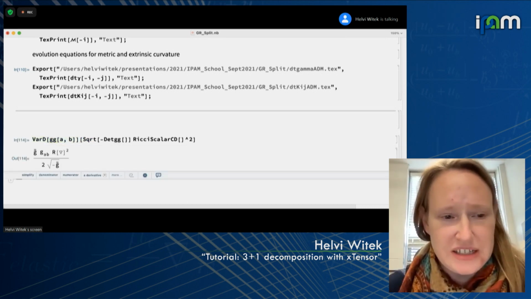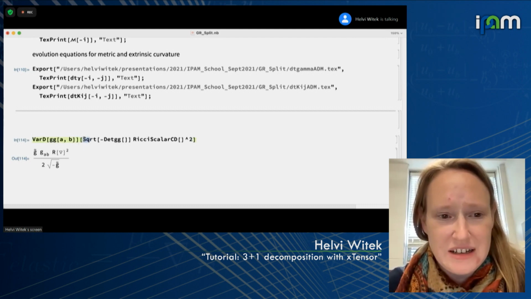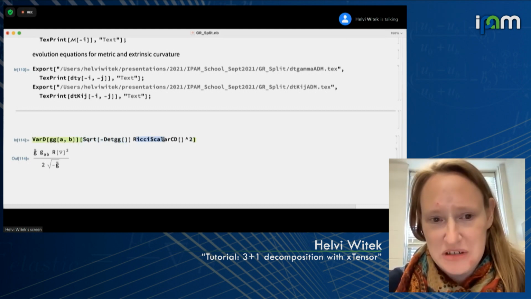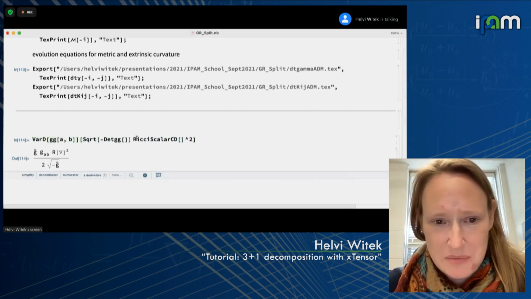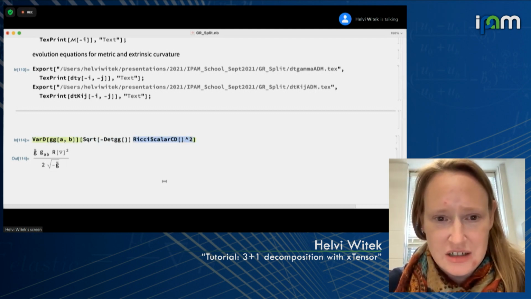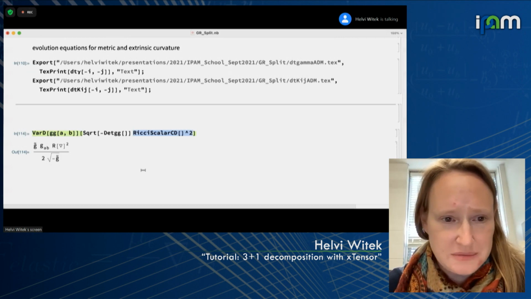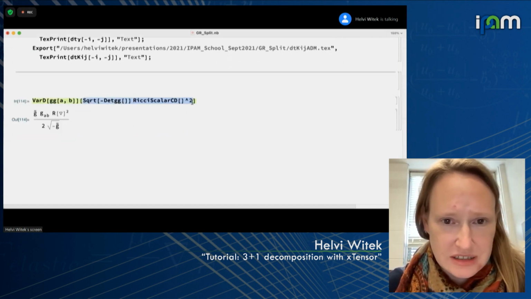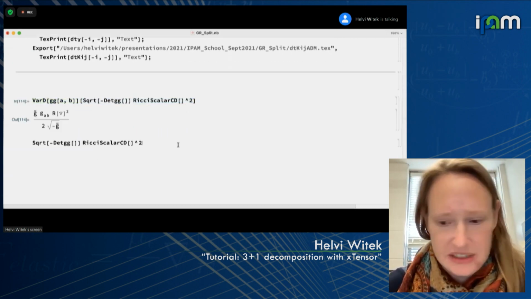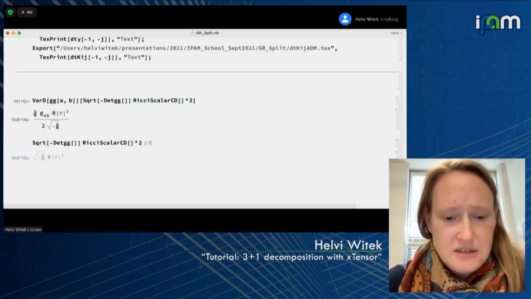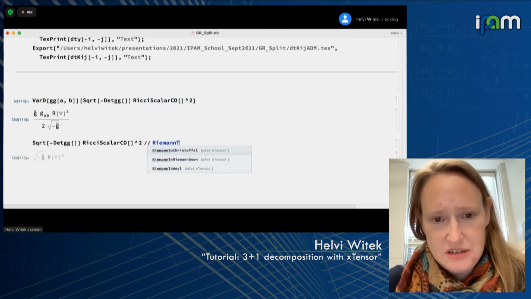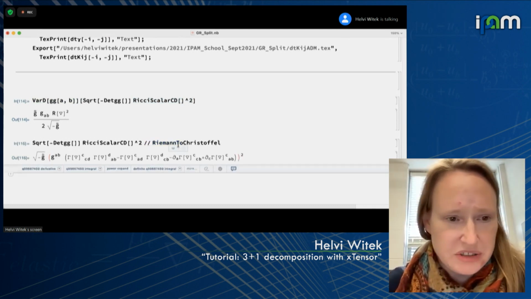If we do this, it will only vary the determinant of the metric, but it won't do anything to my Ricci scalar. So we have to expand the Ricci scalar in terms of the Christoffels. Let's do this next. So this would be just the Riemann in terms of Christoffel symbols. This is what we get.